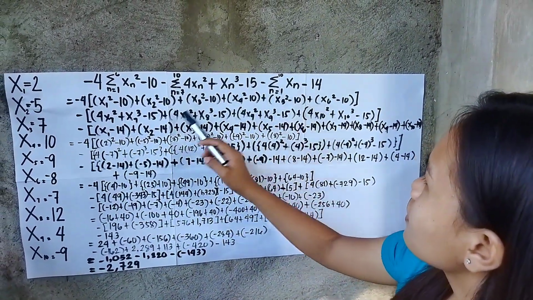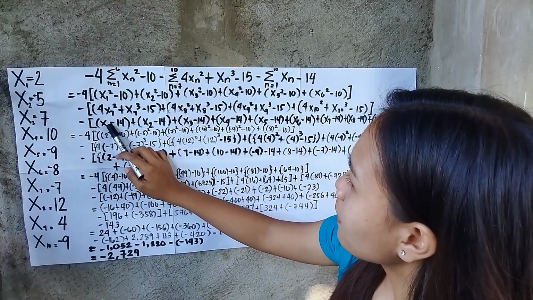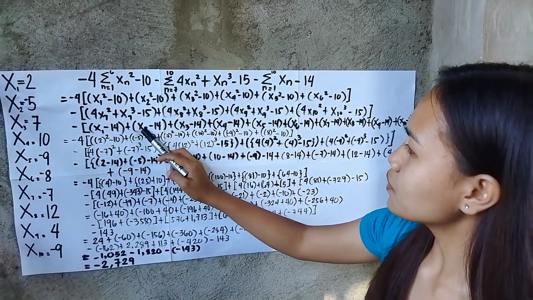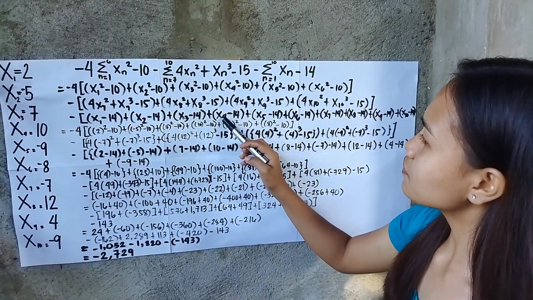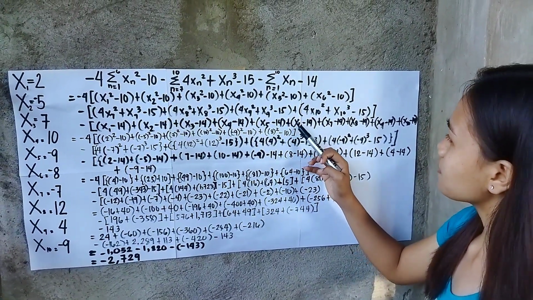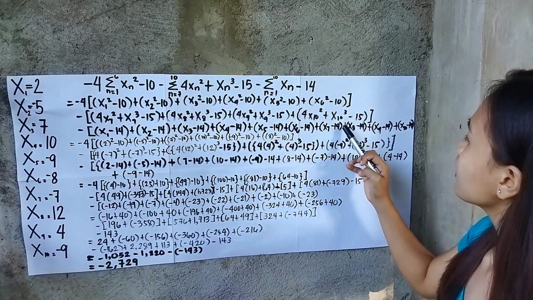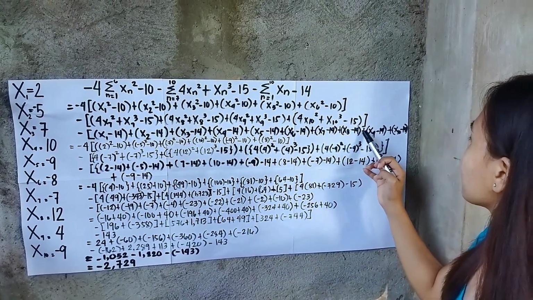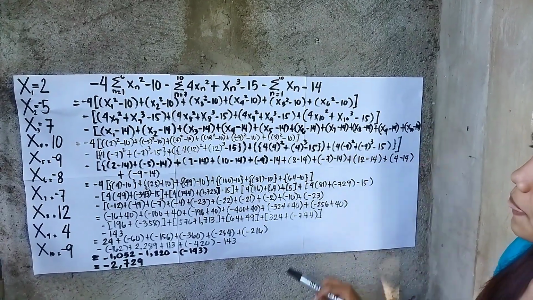And in the third summation, x sub 1 minus 14 plus x sub 2 minus 14 plus x sub 3 minus 14 plus x sub 4 minus 14 plus x sub 5 minus 14 plus x sub 6 minus 14 plus x sub 7 minus 14 plus x sub 8 minus 14 plus x sub 9 minus 14 plus x sub 10 minus 14.